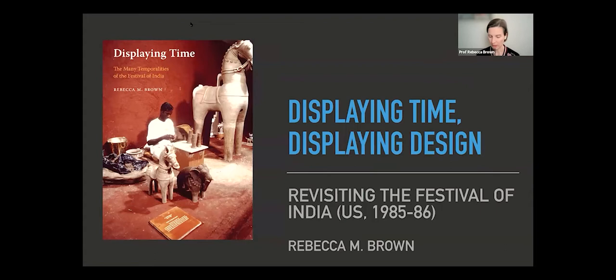So in 1982, Indira Gandhi, then the Prime Minister of India, met with Ronald Reagan and proposed a collaborative cultural endeavor meant to build bridges between the two countries. Only 3 years later, the Festival of India opened in June 1985. And in the following 18 months, over 700 events took place across 36 US states, in community centers in tiny Anaconda, Montana, and in grand celebrity-filled events at the Met in New York.